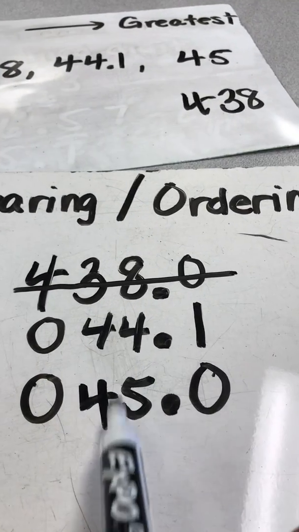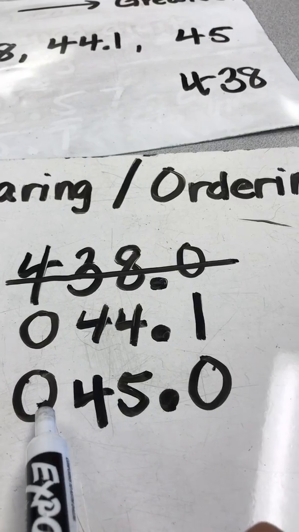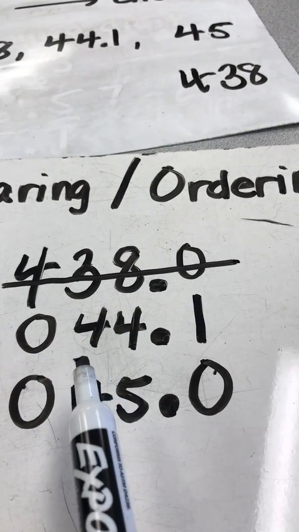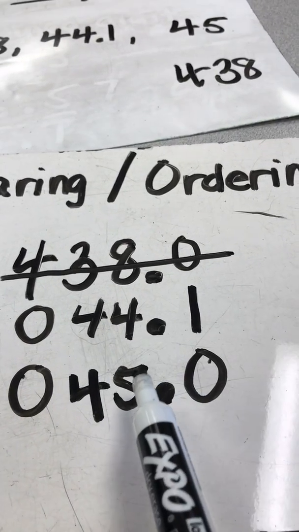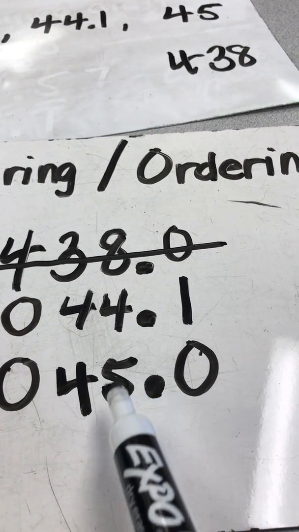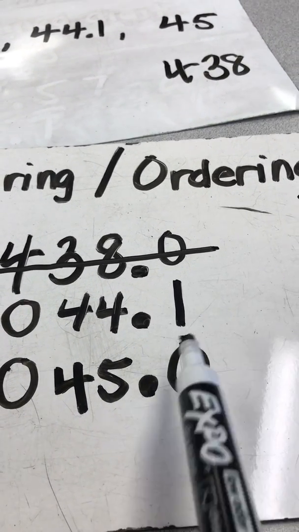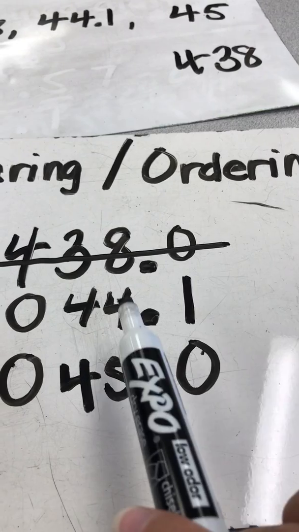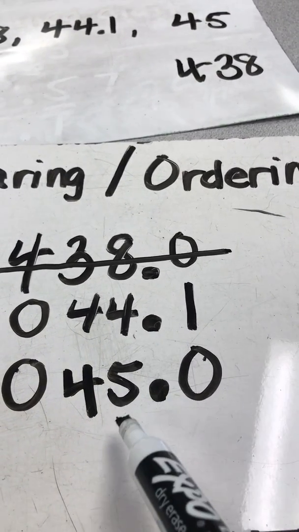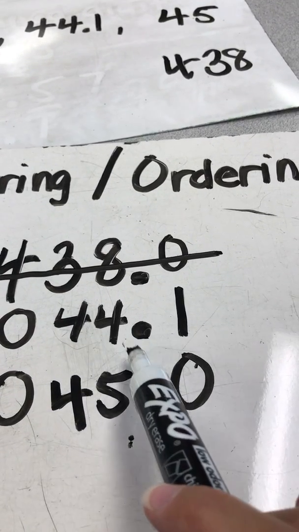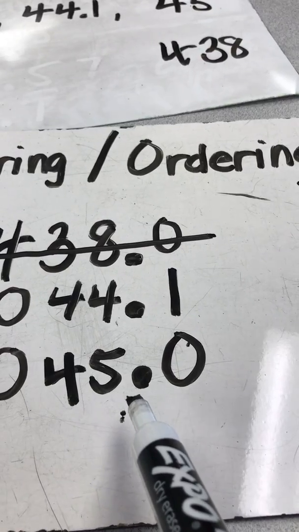Now I'm going to move on to my last two numbers. They both had zeros in the hundreds place, so that doesn't help me. When I bump over to the tens place, they both have 4s, so that doesn't help me. Then I move over to the ones place and I have a 4 and a 5. So I no longer care what else is to the right of it because this is the largest place value that they have different digits. The 4 tells me that this number is going to be smaller than this number, so my 44 and 1/10 is my smallest number, and then my 45 is after it.